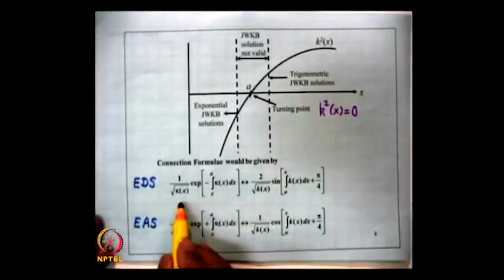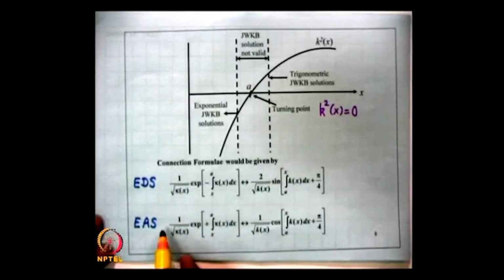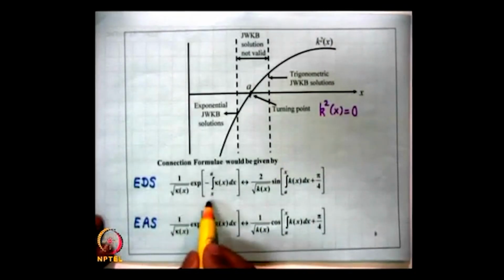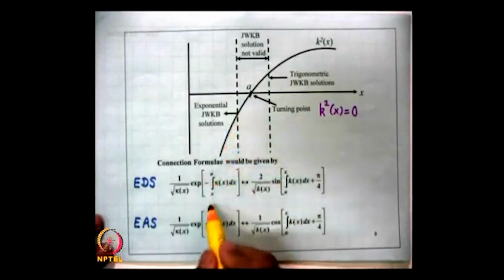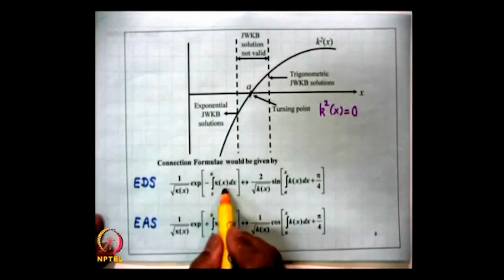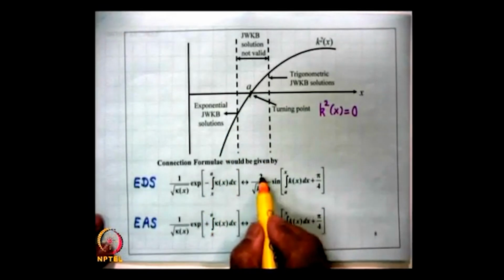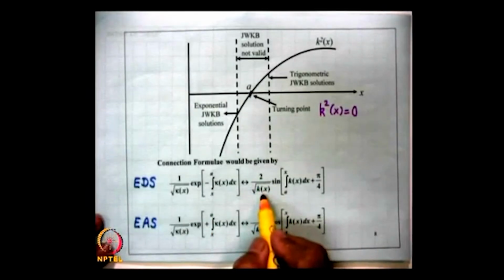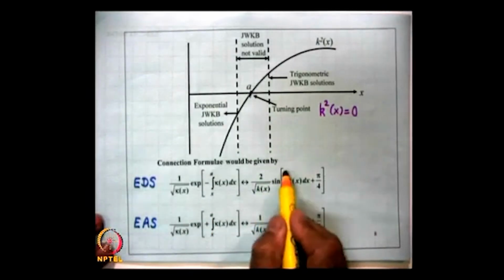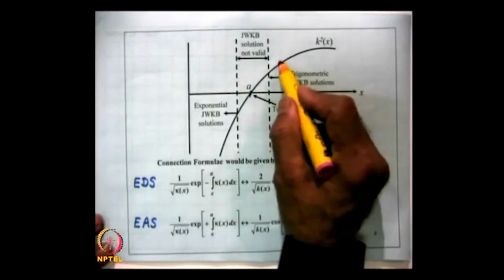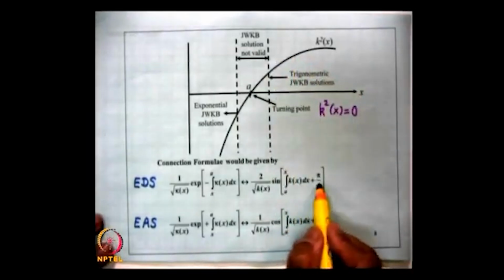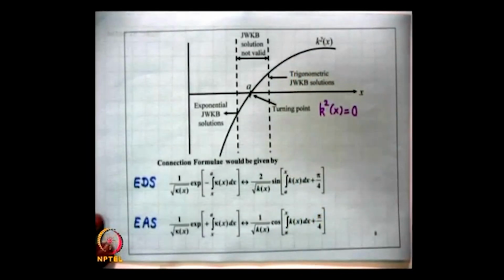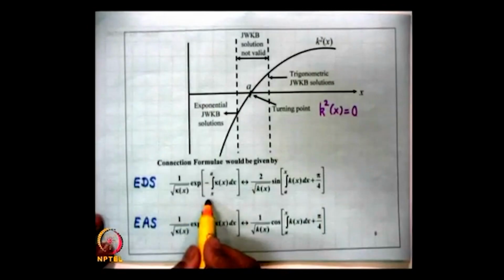So, these are the connection formulae: 1 over root kappa of x exponential. You must be careful for the limits. In this region x is less than a, so x to a kappa of x dx goes over to 2 by root k sine of a to x. In this region x is greater than a, so it is a to x k dx plus pi by 4. This is the exponentially decaying solution.